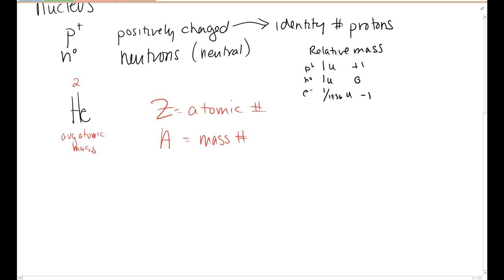So what you need to know about the periodic table and these numbers is that the atomic number tells us the number of protons in the nucleus, and the mass number tells us the number of protons plus the number of neutrons. And when something has a consistent number of protons but a different number of neutrons, that's called an isotope.